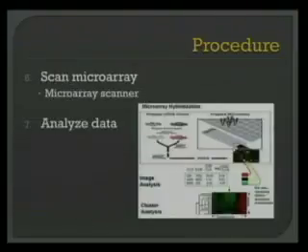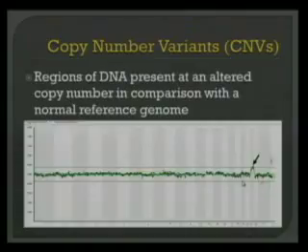So now we have to get the data and analyze it. In order to get the data, you actually have to have a machine that scans the little chip and gives you some information. It looks at the different frequencies and shows you different colors, and that's what you're going to have to analyze once you get it back. This is an example of what you might see.